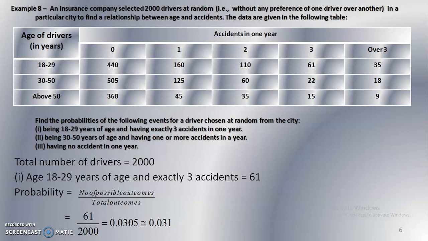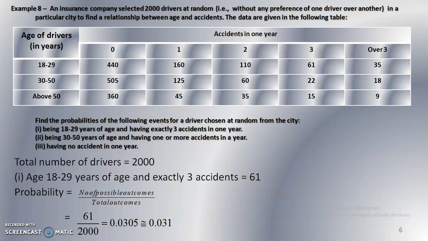So the table is here. The first question from this data says: find the probabilities of the following events for a driver chosen at random from the city. The first one is being 18 to 29 years of age, means choose here 18 to 29, and having exactly 3 accidents. Having exactly 3 accidents means here the possible outcome is 61. Got it? So total number of drivers 2000, and age 18 to 29 and exactly 3 accidents means the answer is 61, possible outcome 61.